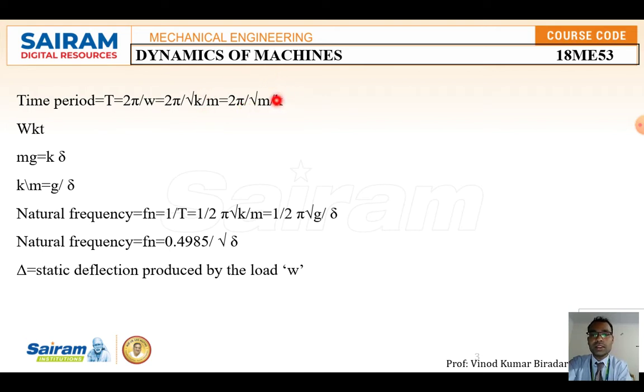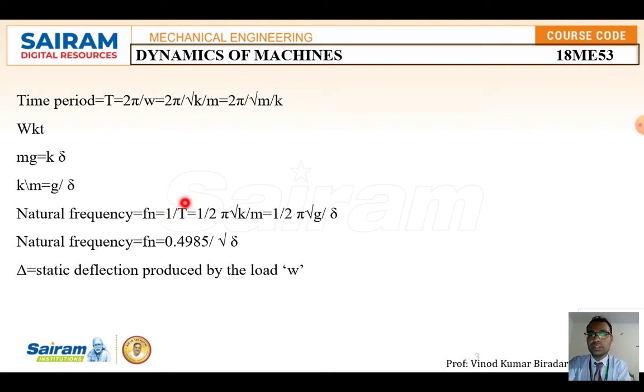So this is the time period of the given transverse vibration. But we know that mg, the gravitational force, is equal to the spring force due to deflection. So k by m is equal to g by delta. We know that the reciprocal of the time period is called the natural frequency. So f_n is equal to 1 by T.